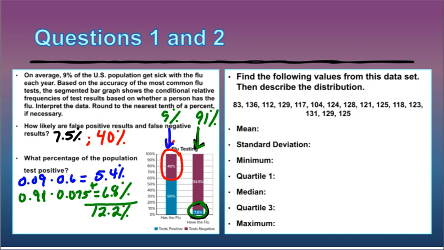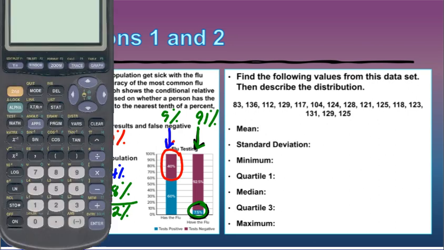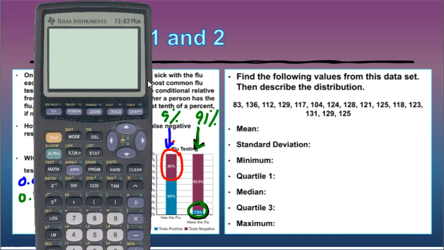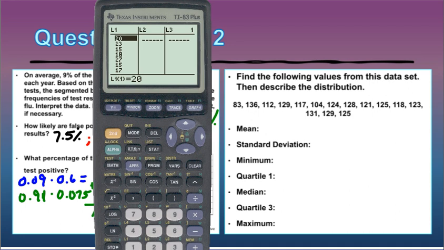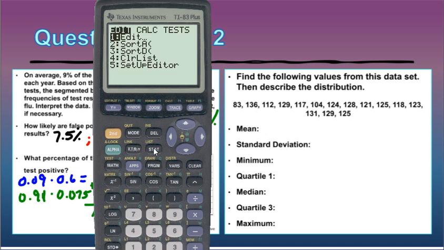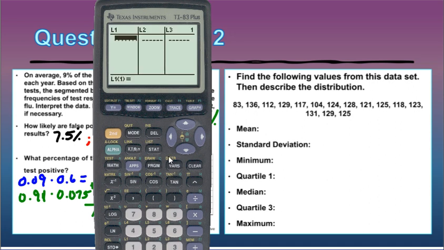Question 2, find the following values from this data set, then describe the distribution. So the first thing you need to do is grab our calculator, and we're going to enter that data into our table. So first I'm going to clear mine. To get to that point, you just hit the stat button, hit edit, and then we're going to type in those numbers. So we got 83, 136, 112, 129, 117, 104, 124, 128, 121, 125, 118, 123, 131, 129, and 125.